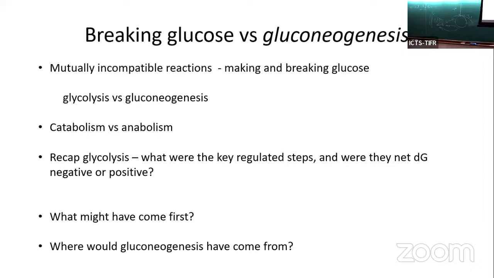Essentially, we could understand a lot of this making and breaking, taking our favorite pathway, glycolysis, favorite only because it's kind of the most important, and the opposite of that, which is gluconeogenesis, right? So gluconeogenesis essentially is the making of glucose from smaller precursors. So which one is catabolic, which one is anabolic? Just to wake you up.